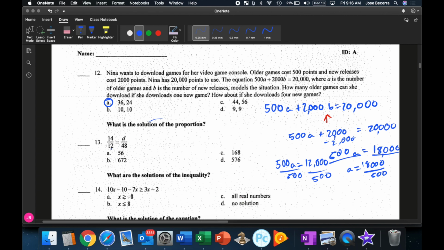What is the solution to the proportion? Well, this is just 12 times D. We're going to cross multiply. Is equal to 14 times 48. Does that make sense? And then we're going to go ahead and divide by 12 on both sides to get D by itself. So D is equal to 14 times 48 divided by 12.